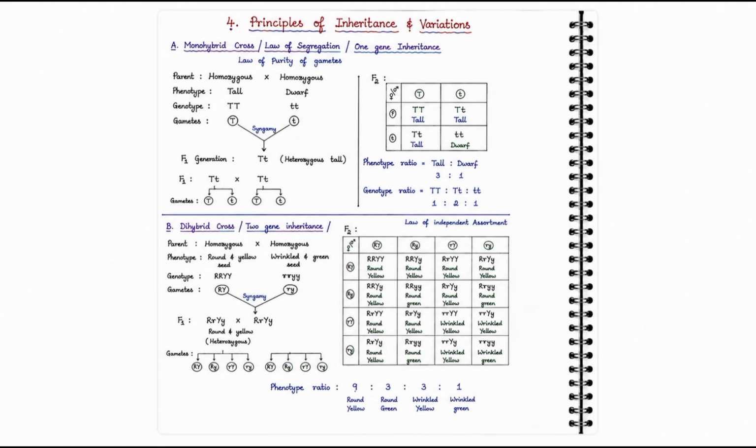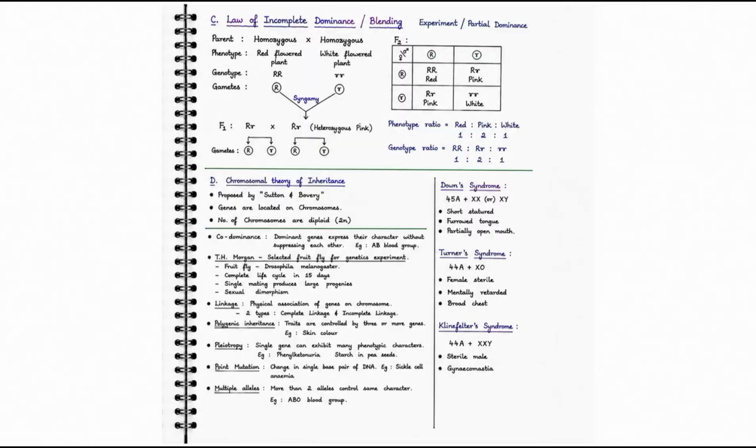And if not even dihybrid cross, for sure they will ask you to draw and explain the flowchart of law of incomplete dominance, which is also known as blending experiment or partial dominance. Okay, this flowchart you have to draw. So please note that drawing and explaining the flowchart with phenotypic and genotypic ratio will include in total 4 marks.